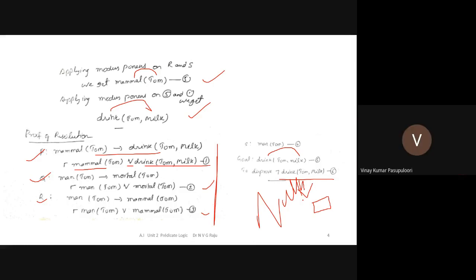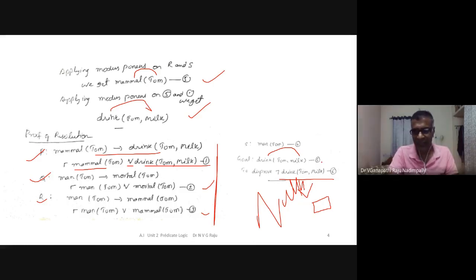Now, originally speaking, I have to prove Tom drinks milk, but instead of taking the positive way, I am taking a negative way, because in resolution we take the negative way and prove that it is null. If we prove that it is null, that means Tom drinks milk. Clear? Now, shall I move? This is the fourth statement. We already know that Tom is a man. Now, P, Q, R, S. I have four statements and I have to prove negation of the drink.